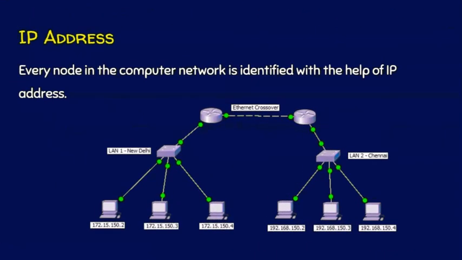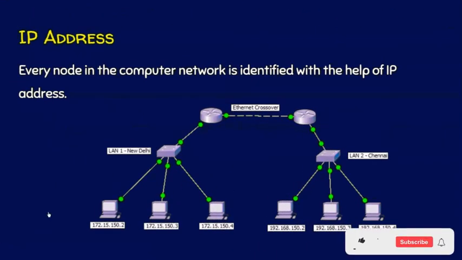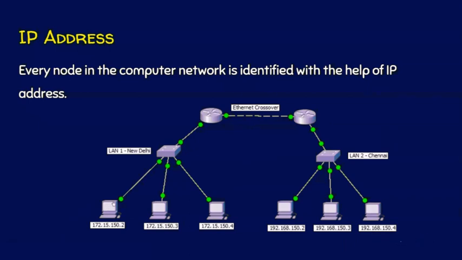This example involves a lot of end devices and a lot of intermediary devices. Now, there is a computer and this computer wants to send some data to this computer. It means the computer with the IP address 172.15.150.2 is going to send some data to 192.168.150.2. So this is what we call an IP address, because every node in the computer network is identified with the help of an IP address only.